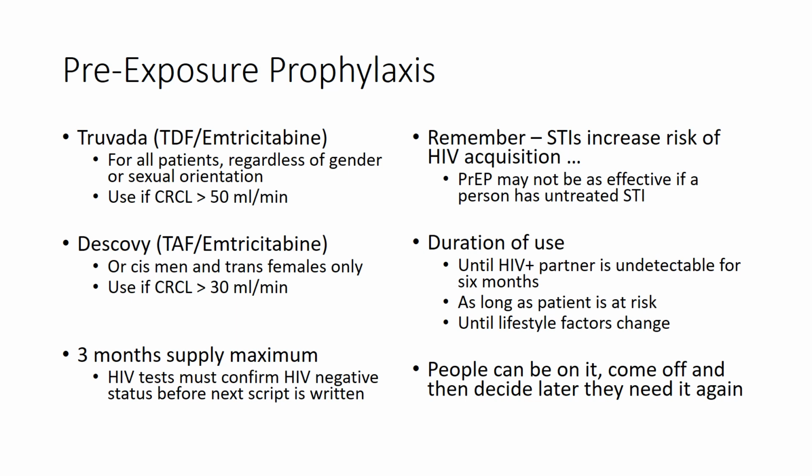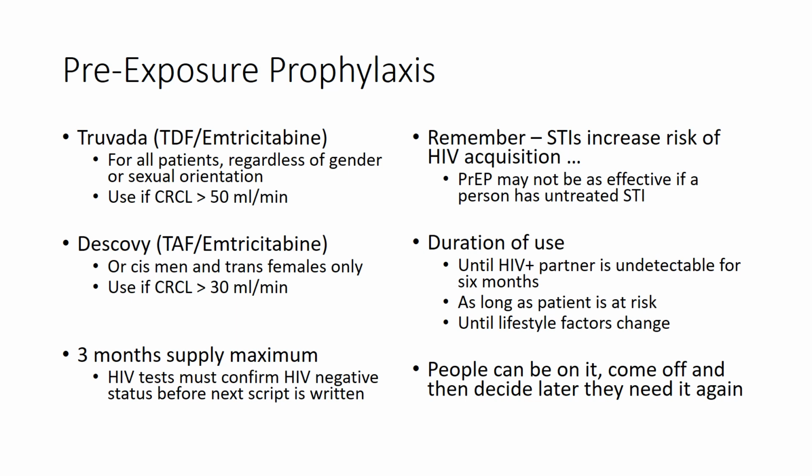You can only get a 3-month supply at maximum before you have to get an HIV test to confirm your negative status, and then you get the next 3 months. You can be on this as long as you want to, or as long as you think you need to, and we'll talk a little bit about that on this slide in just a bit.